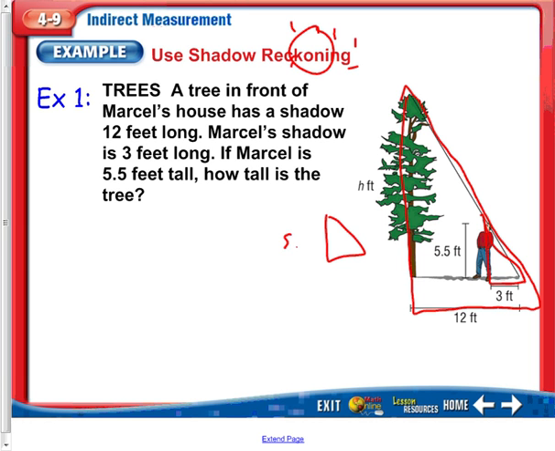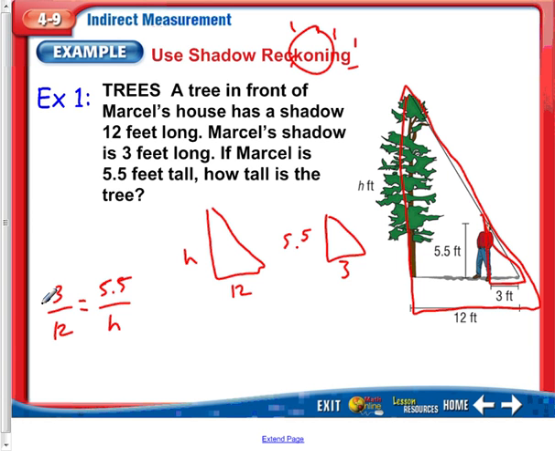We have 5.5 here and 3, and then we have a larger triangle that we're looking for H, and this one is 12. So again, we want to match these up corresponding. So I'm going to put 3 over 12 for this problem, using the smaller one, Marcel's height, and the shadow of the tree. So 3 is on top. So if I put 3 on top, I know that I have to put 5.5 on top. So I want those things to match up. And since 12 is on the bottom, I'm going to put H on the bottom, matching up with the corresponding side. So the height of the tree is matching with the height of Marcel. And this is just a proportion that I can go ahead and solve.